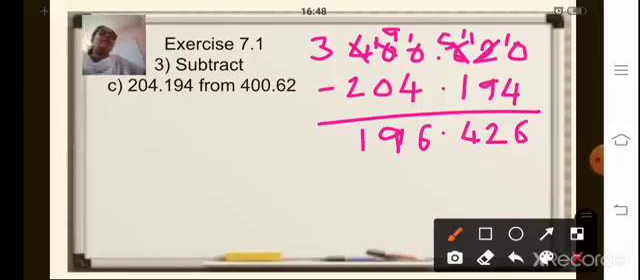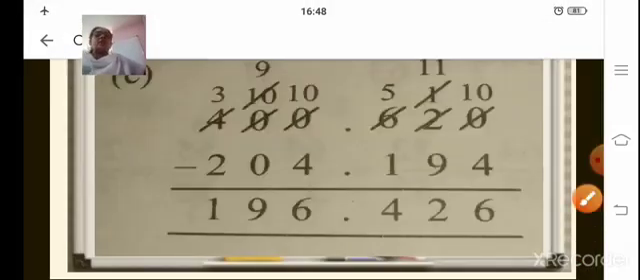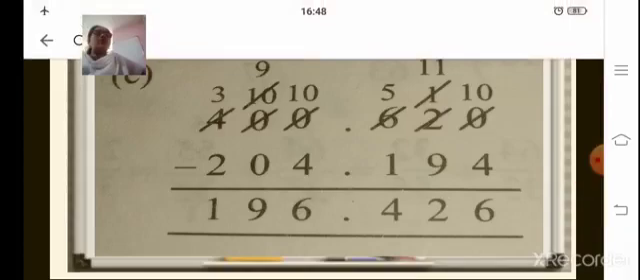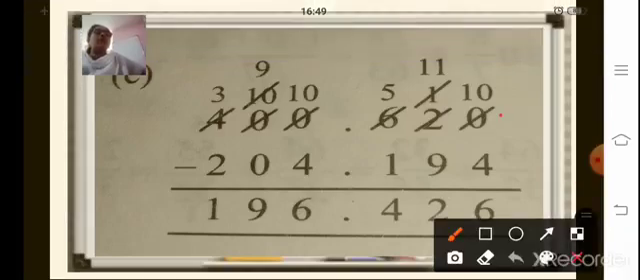So your answer is 196.426. Okay. So in this slide I have shown you the working. So 400.620 minus 204.194. Write the number and then subtract it accordingly, the same way how you do it for the whole numbers.